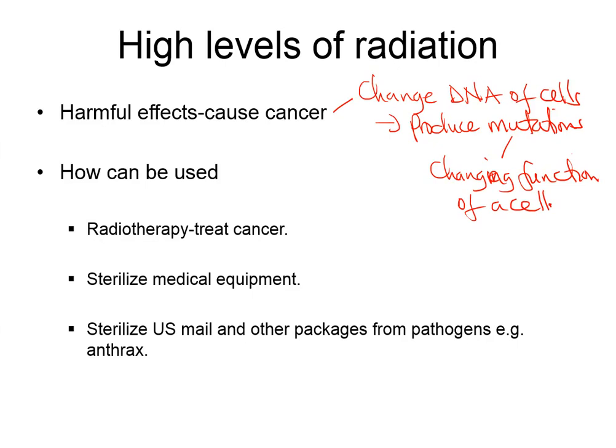But high level radiation can also be used to treat cancer. We use it in radiotherapy. So in radiotherapy, they use radiation to kill tumors in the brain and other parts of the body. We can use it to sterilize equipment, medical equipment. Sterilizing means killing bacteria and other microorganisms.